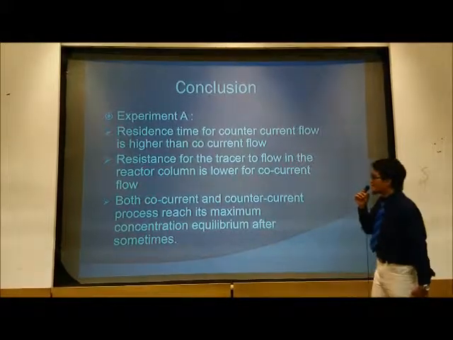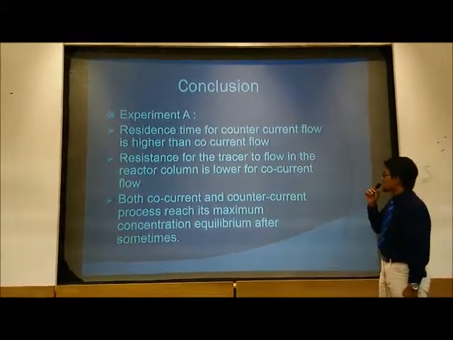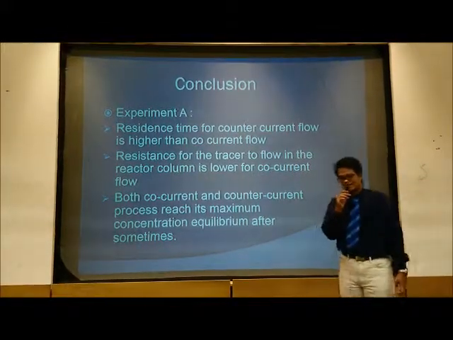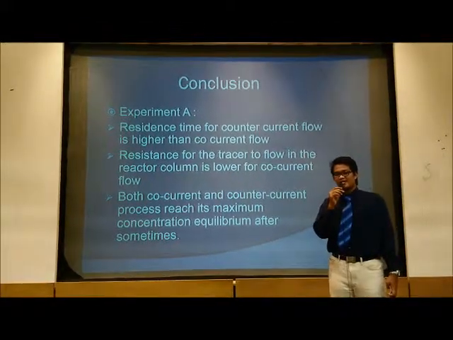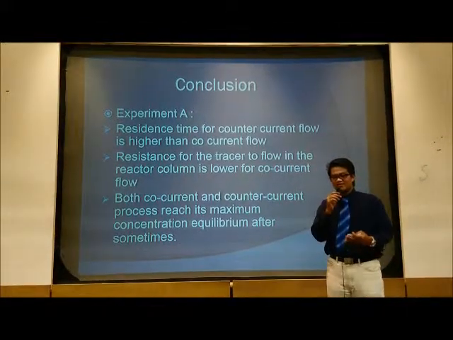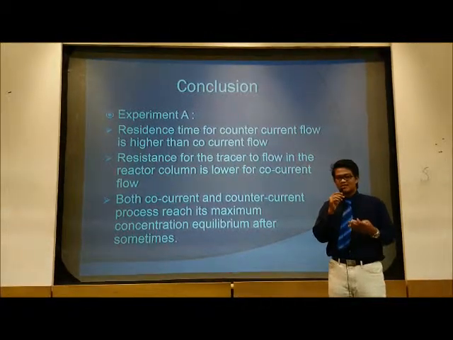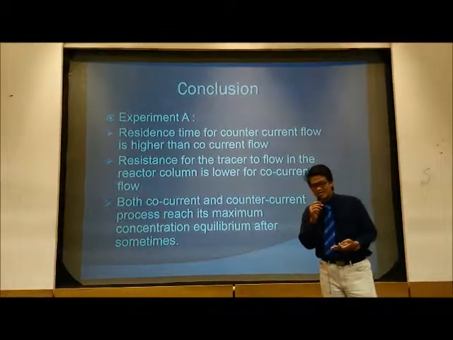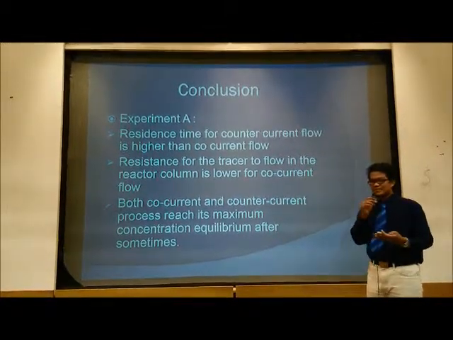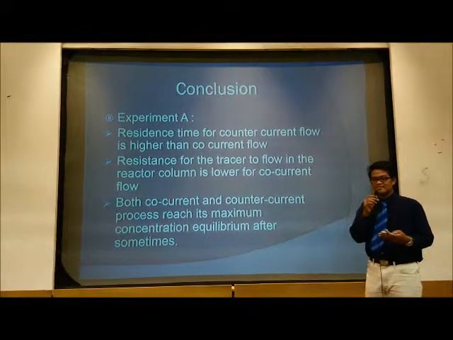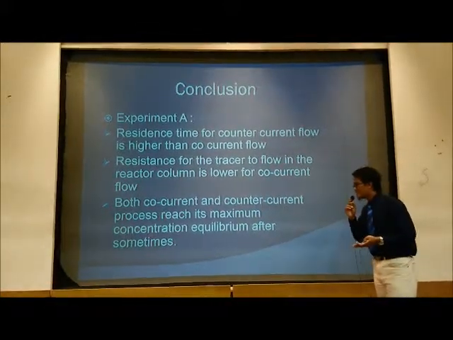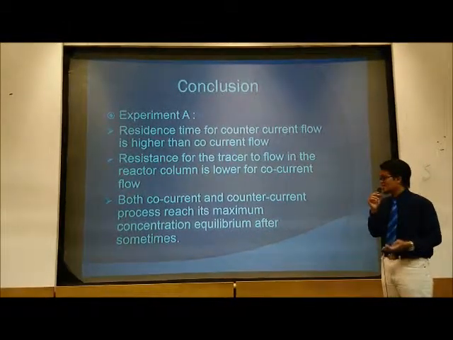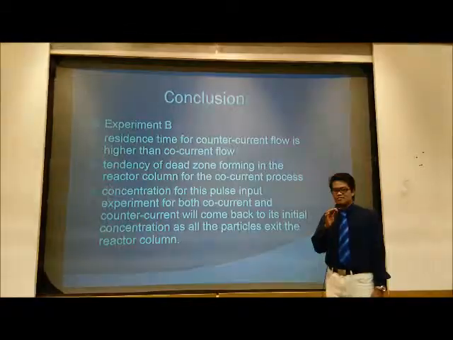For our second point, the resistance for the tracer to flow in the reactor column is lower for co-current flow. Why does this happen? Basically, this is caused by the particles of sodium chloride being carried out from the column by gas and water. This causes a shorter time for the particles to stay inside the column. And for our last point, both co-current and counter-current processes reach their maximum concentration equilibrium after some time.